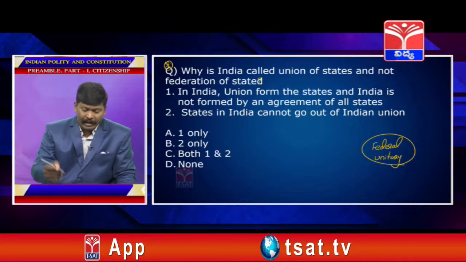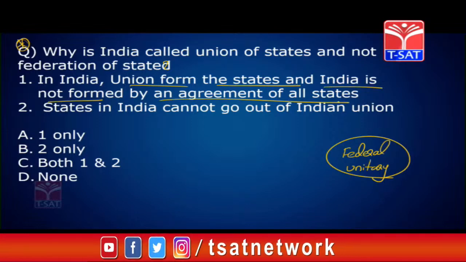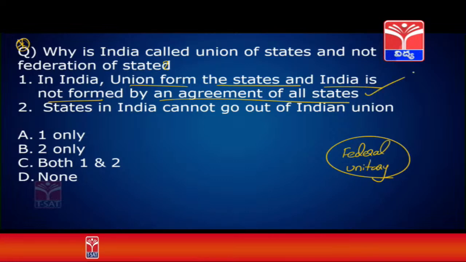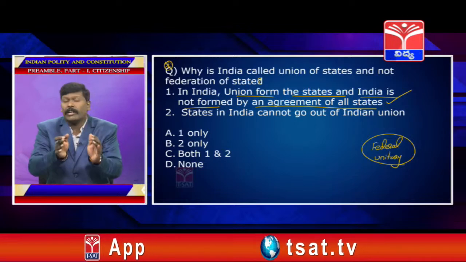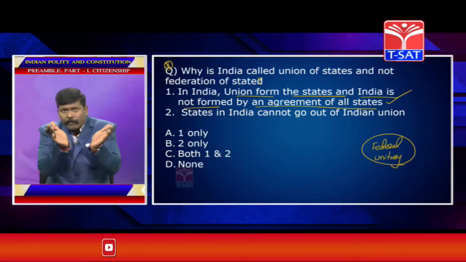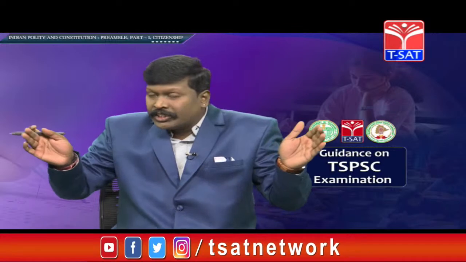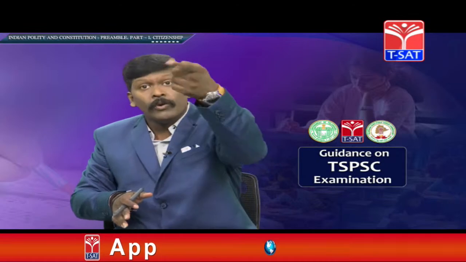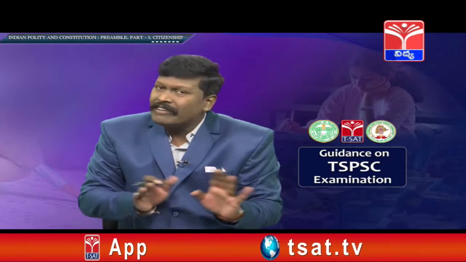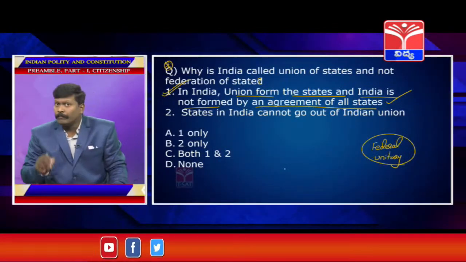Let us see. In India, union forms the states, and India is not formed by an agreement of all the states. Absolutely correct. Look at USA. USA is called a federation. You know, the US is an American federation where all 50 states came together, they made an agreement and formed the union. But in India, states did not come together to form the union. Instead, according to Article 3, the union only forms the states. So, we cannot say India is a federation of states. First one is correct. 2.